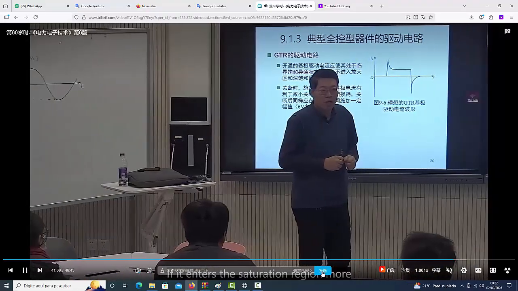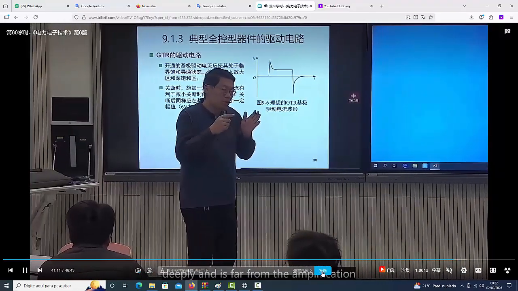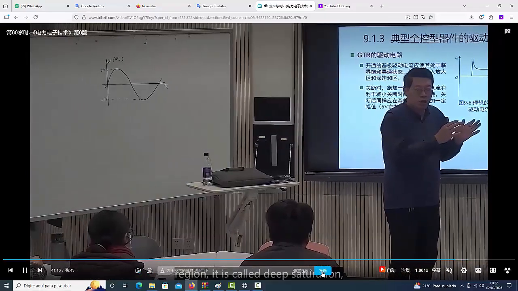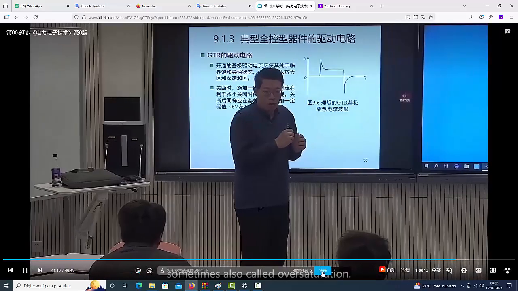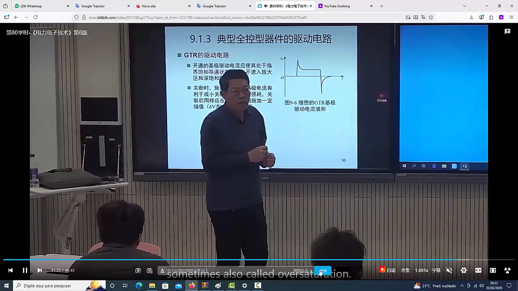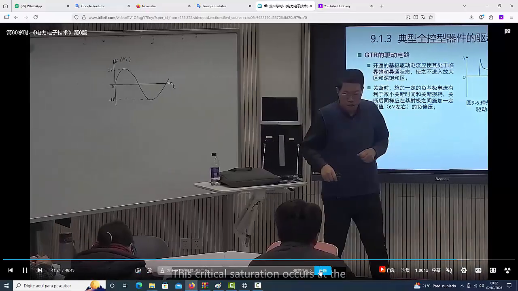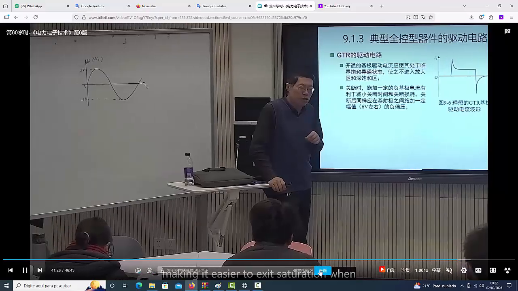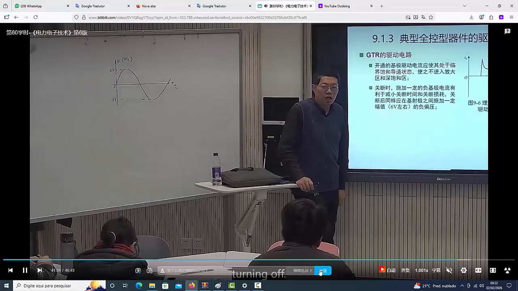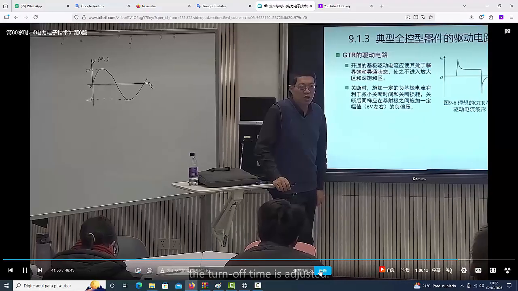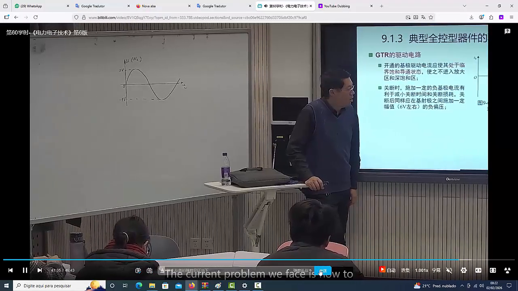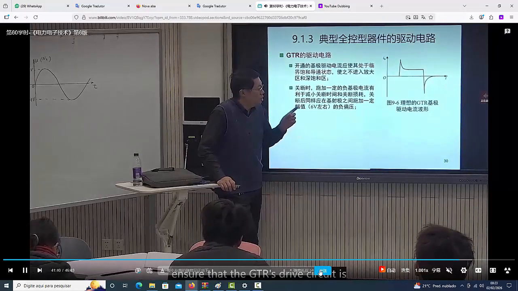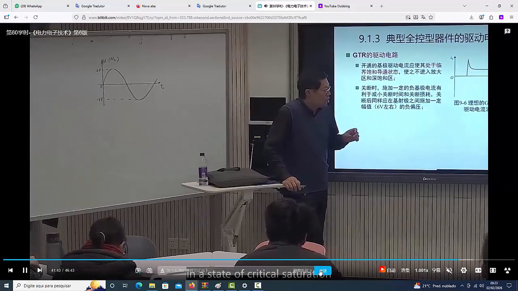If it enters the saturation region more deeply and is far from the amplification region, it is called deep saturation, sometimes also called oversaturation. This critical saturation occurs at the edge of the saturation region, making it easier to exit saturation when turning off. Therefore, the turn-off time is adjusted. The current problem we face is how to ensure that the GTR's drive circuit is in a state of critical saturation protection during its design.